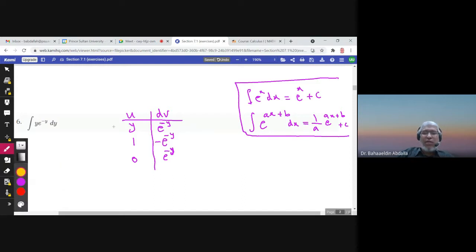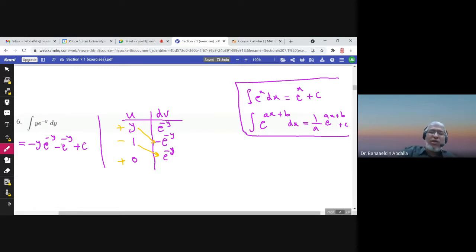Then you write here positive, negative, positive. You always start with positive, and you go alternately, and you multiply this times this and this times this. This would give you the answer of this integral. So this integral would be equal to negative y e to the power negative y, then negative 1 times e to the power negative y plus c. So this would be the integral.